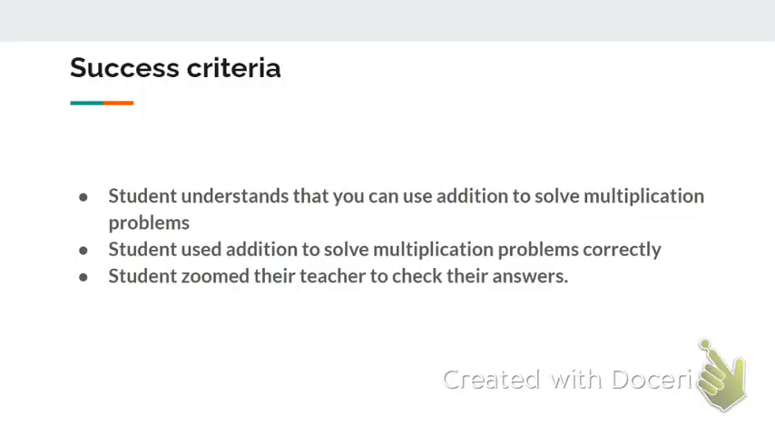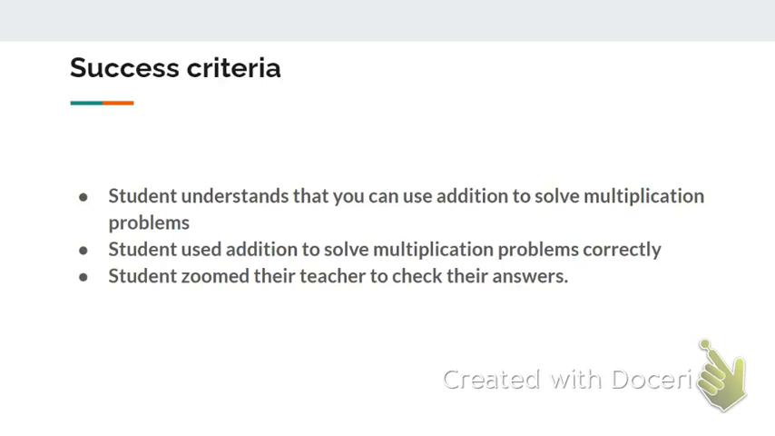So moving on. Our success criteria today means you have to be able to do these three things in order to be considered successful by the end of this math lesson. Not right now, but by the end. Student, that's you, understands that you can use addition to solve multiplication problems. Student used addition to solve multiplication problems correctly, and student zoomed their teacher to check their answers.